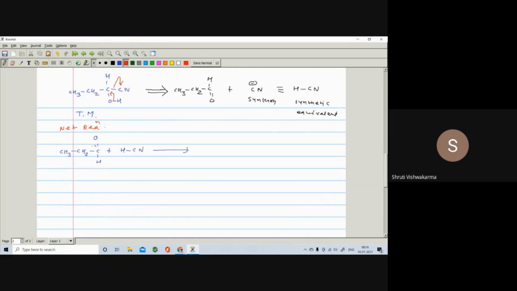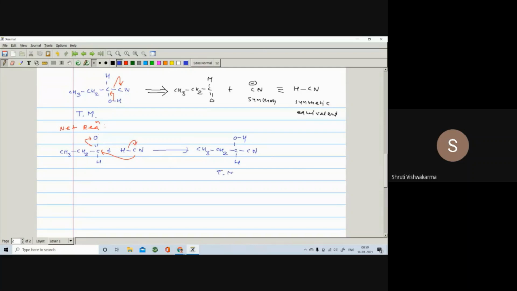The pi bond opens on the oxygen, O negative, C positive. This sigma bond opens on CN, CN negative attacks this C positive, and this O negative attacks the H positive, and you get the corresponding compound: CH3, CH2, C with OH, and here is a CN, the cyanohydrin.